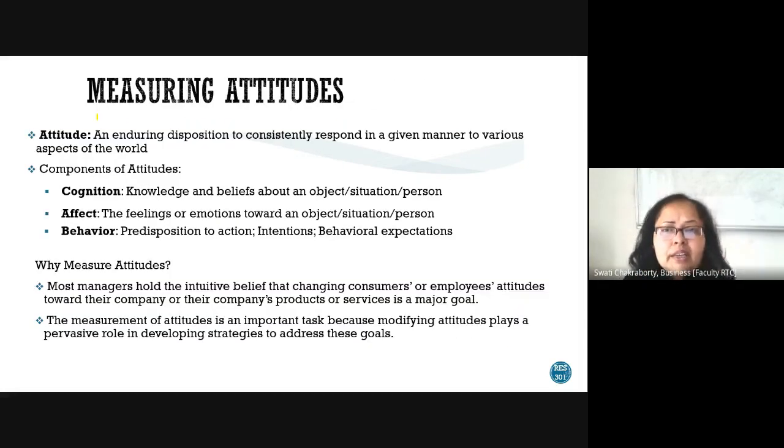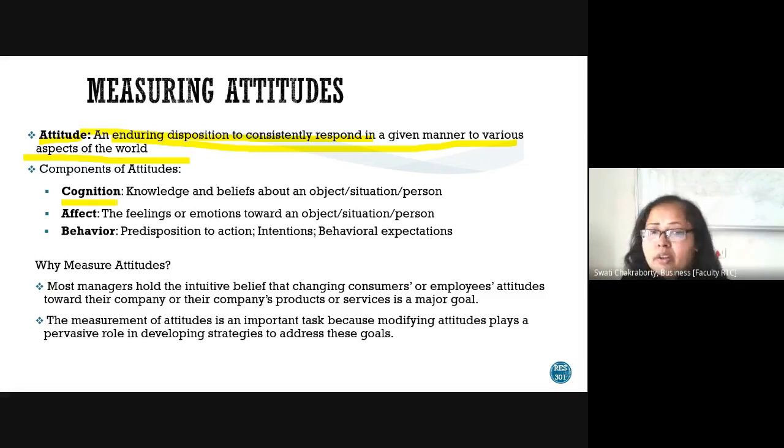Now, when we talk of measuring attitudes, what is attitude? It's an enduring disposition to consistently respond in a given manner to various aspects of the world, right? There are three different components of attitude. One is cognition, the knowledge and beliefs about an object, situation, or person. Affect comprises the feelings or emotions towards an object, situation, or person. Behavior is the predisposition to action, intentions, behavioral expectations.